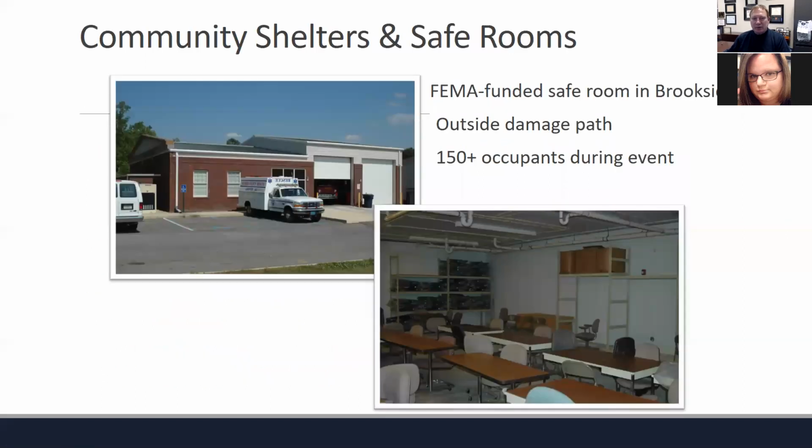Other parts about safe rooms. This is a FEMA funded safe room. It was not inside the damage path, but there were 150 occupants, people that evacuated to that place. And if you live in an area that's tornado prone, then you're more likely to know where the safe spaces are during the time of a tornado.